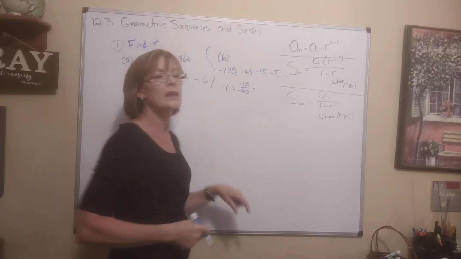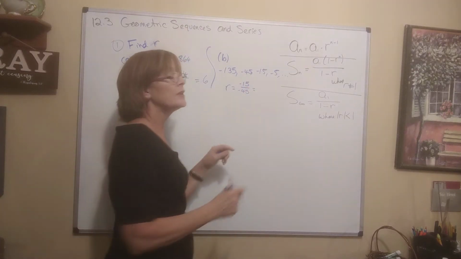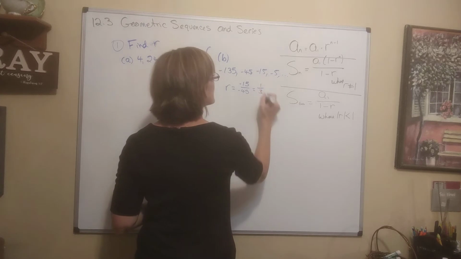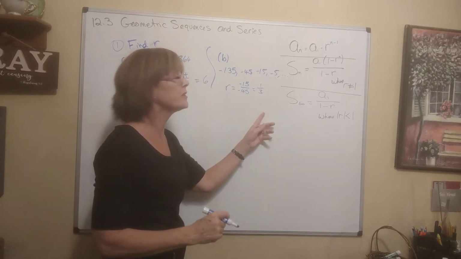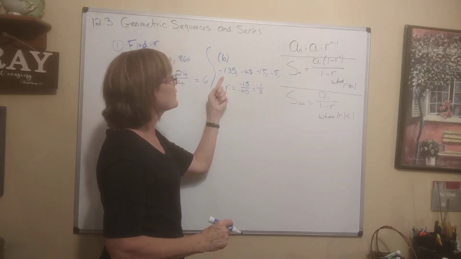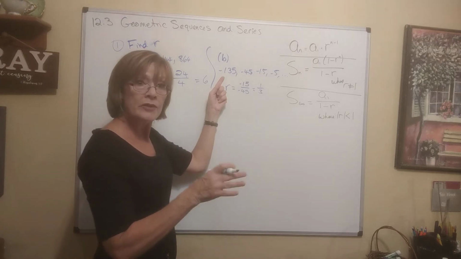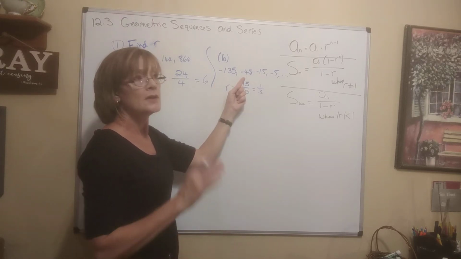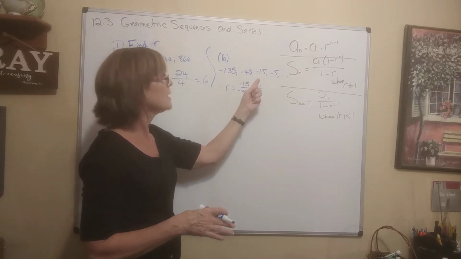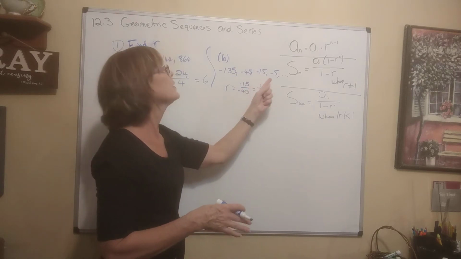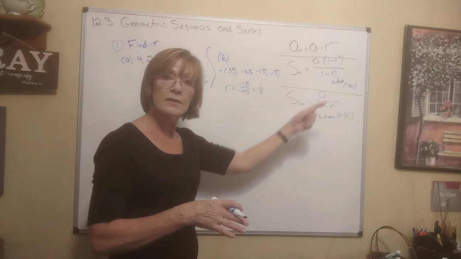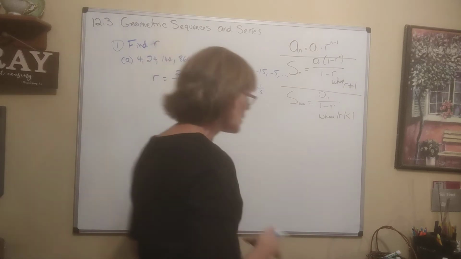And negative over a negative makes a positive. And 15 will go into 45 3 times, so 1/3 is my common ratio. Negative 135 times 1/3, or divided by 3, would give me negative 45. Times 1/3 would give me negative 15. Times 1/3 would give me negative 5, and so on. So that's how you do number one.